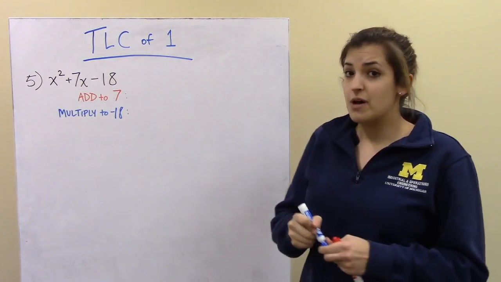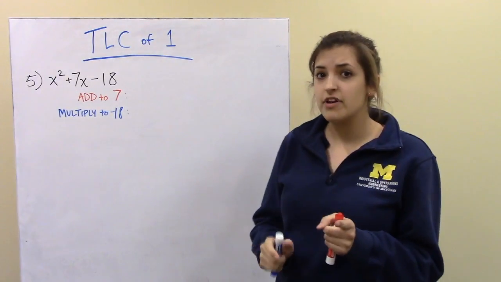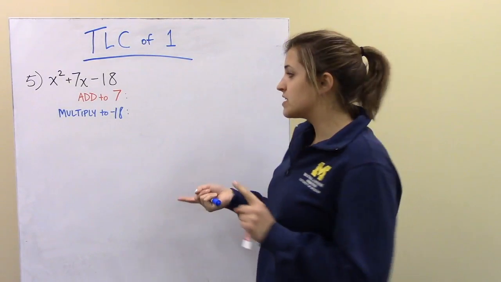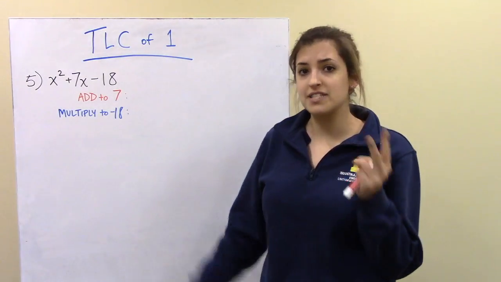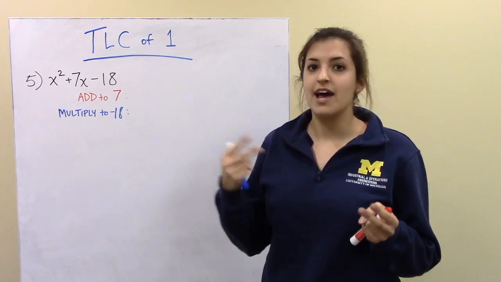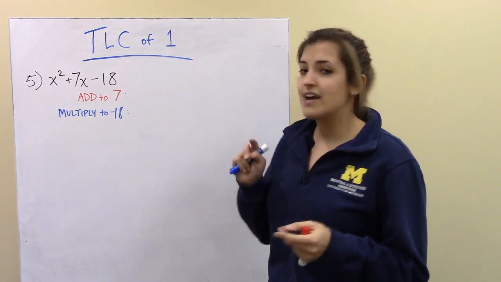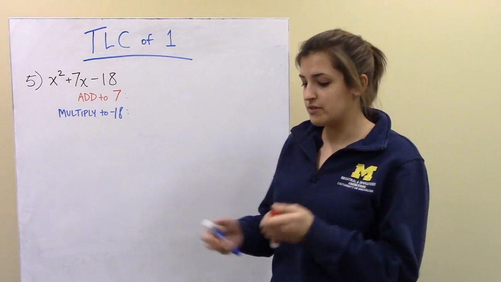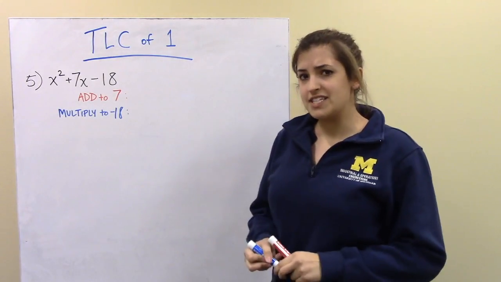So I have some options here, but I know that one of my numbers is going to be positive and one is going to be negative, because when I multiply them, I'm going to get a negative. And remember, a positive times a positive is a positive, and a negative times a negative is a positive. So I have to have a positive number and a negative number. So let's think about this. What multiplies to negative 18?